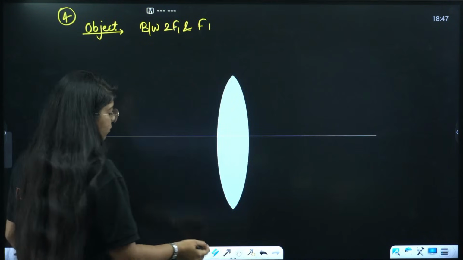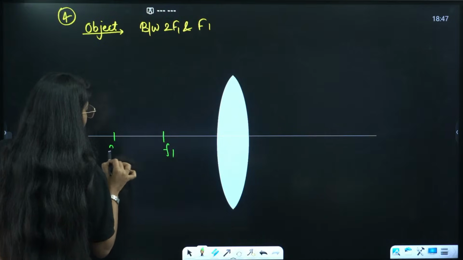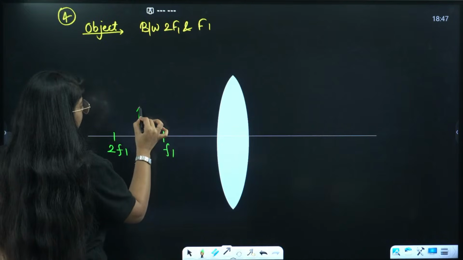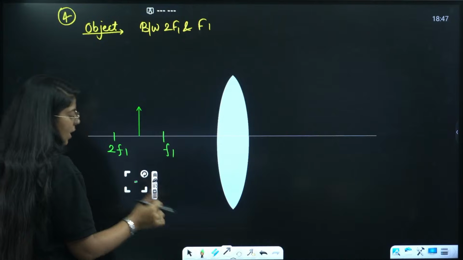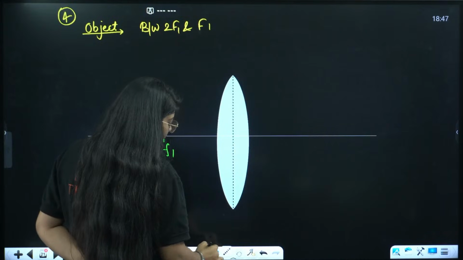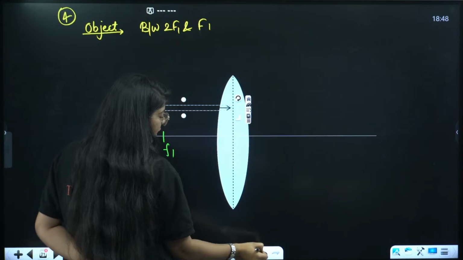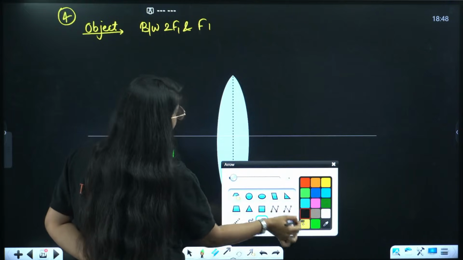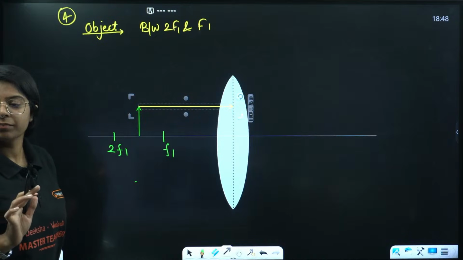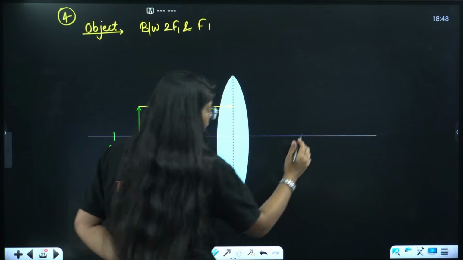Okay, first tell me that. Okay, let's go. This is f1. This is 2f1. Let us make our object between 2f1 and f1. Now what will happen? One ray will go parallel to the optical axis, right? Understood? Okay? And now it will pass through the focus.